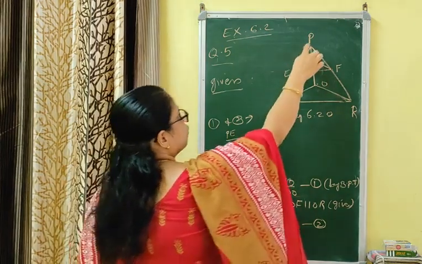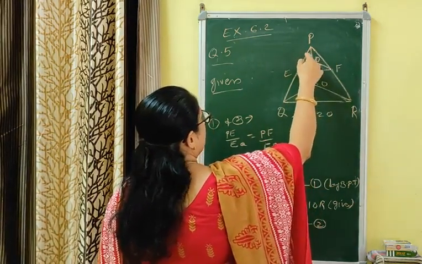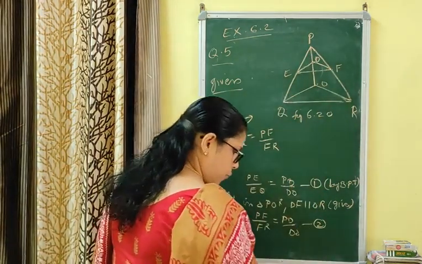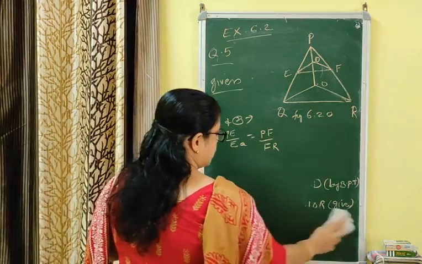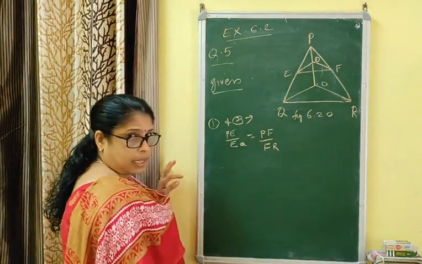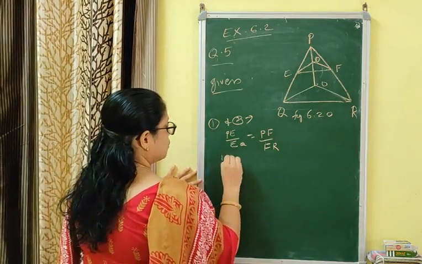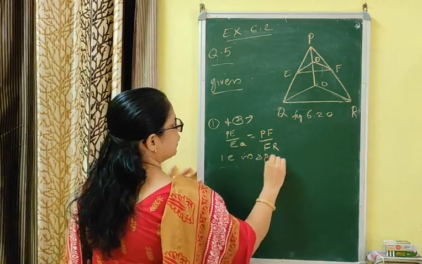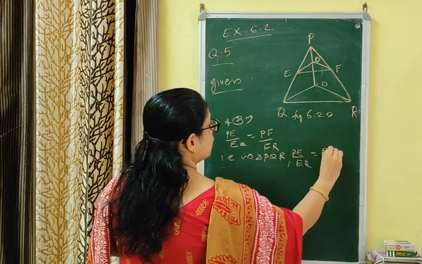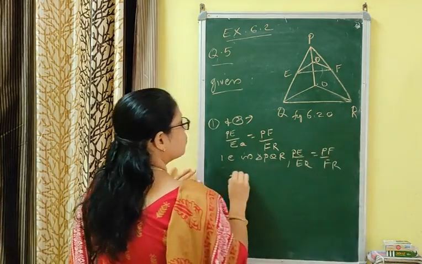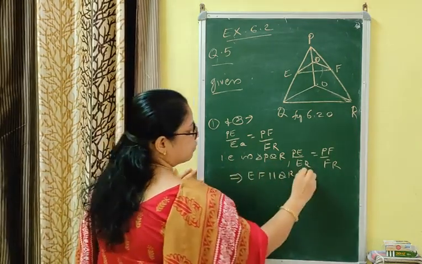Now see, we got PE by EQ equal to PF by FR. That means if the sides are divided in the same ratio by any line segment, then that line segment must be parallel to the third side by converse of BPT. But you have to explain that in triangle PQR, PE by EQ is equal to PF by FR implies EF is parallel to QR by converse of BPT.